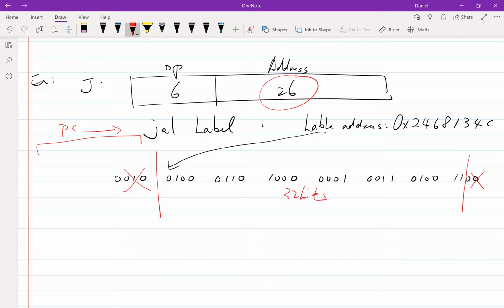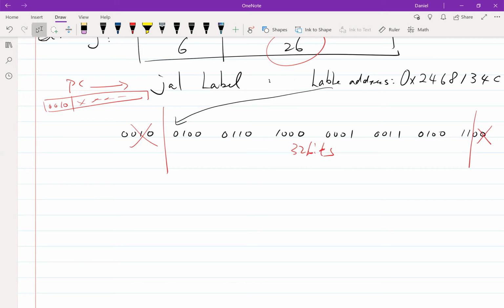Sounds good? So the JAL has its own address. I don't know what it is, but we will assume that the address of the JAL instruction will have the same 4 bits as the address of the label. This is the assumption you have to make in order to use J or JAL. Otherwise, you have to use JR, because JR allows you to jump to anywhere in your memory. So now you have a 26 bit.